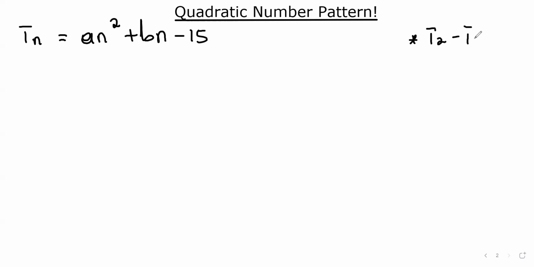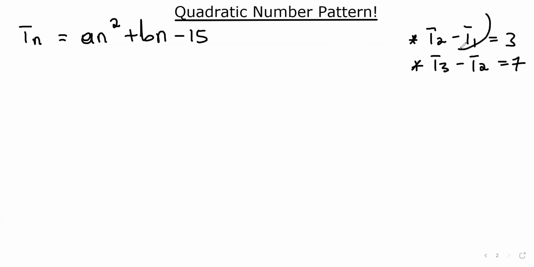Well, there's actually another way we could have done the last question. Remember what they said to us: the general term is given as an squared plus bn minus 15. And remember the conditions that were given to us. They said if you take term number 2 minus term number 1, you get a 3. And if you say term number 3 minus term number 2, you actually get a 7, right?